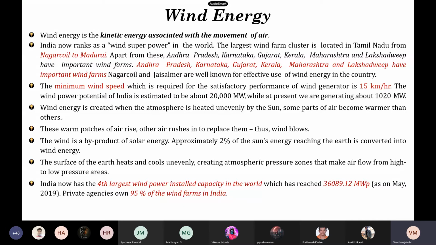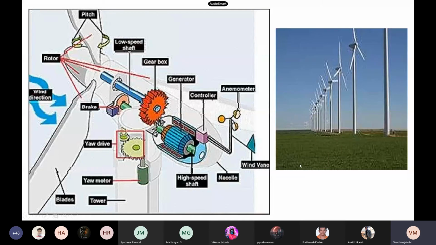India now has the fourth largest installed wind capacity in the world, which has reached around 36 megawatt, estimated in May 2019, that is last year. Private agencies are concerned with it and have around 90% of the share. And this is what the mechanical components available in the wind turbines.